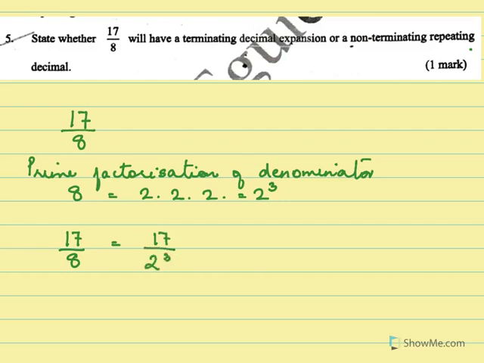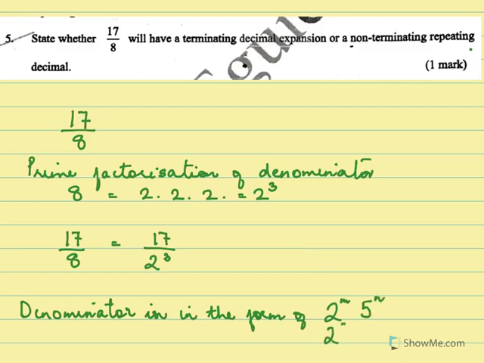Thus we see the denominator is in the form of 2 raised to m, 5 raised to n. Why is it in that form? It's 2 raised to 3 and 5 raised to 0. Let me write it here. 17 over 2 raised to 3, 5 raised to 0. Therefore, the fraction is terminating.